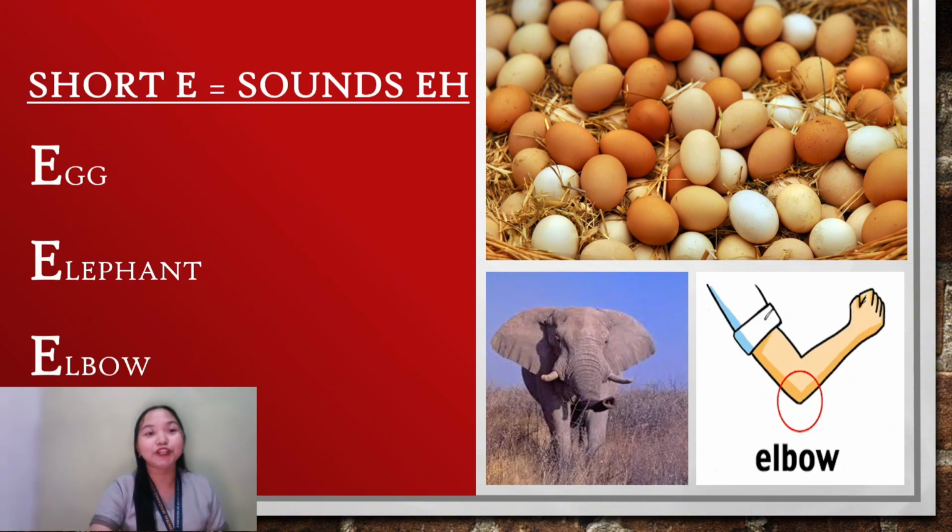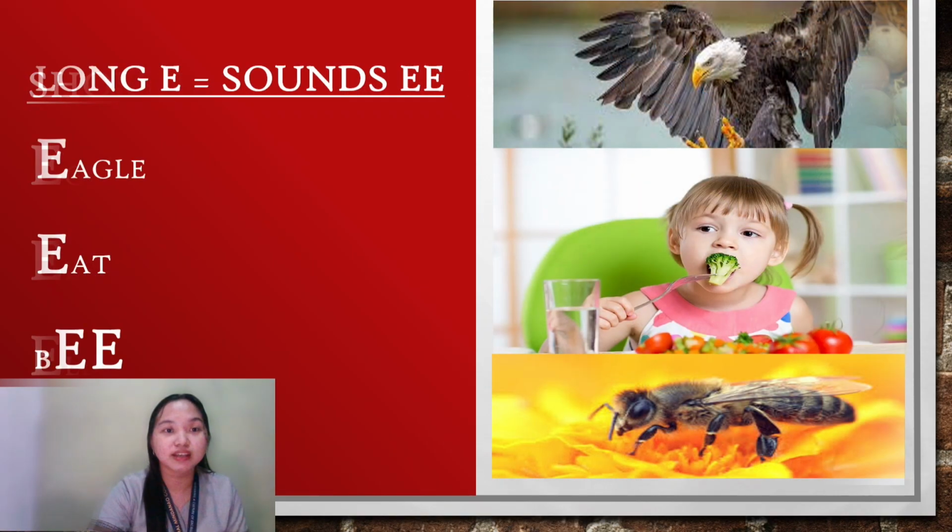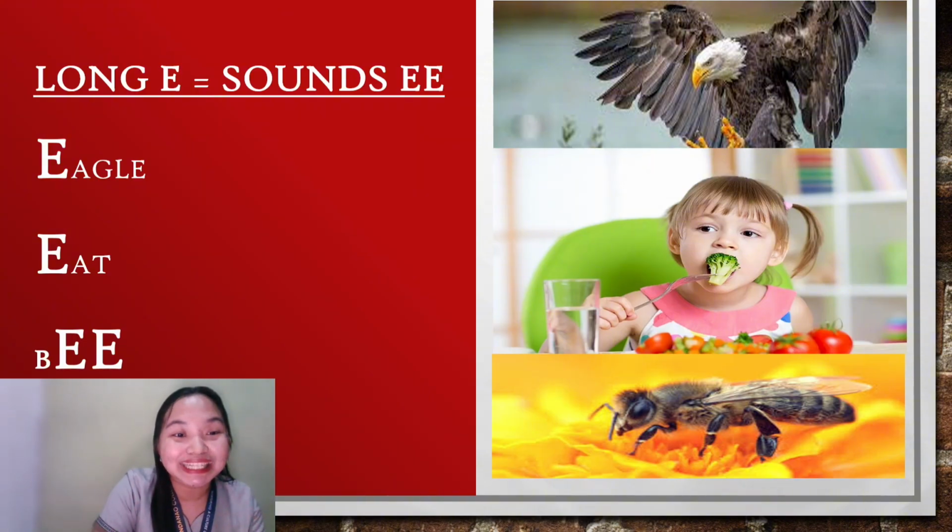So for the short E, the sound "eh", examples are egg, elephant, and elbow. As you can notice, the pronunciation in these words just has a relaxed mouth, unlike the long E. As you can see, it gives an emphasis to the sound "ee". As you can see in my mouth, compared to the short E.